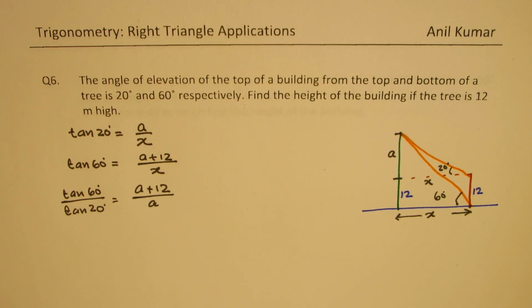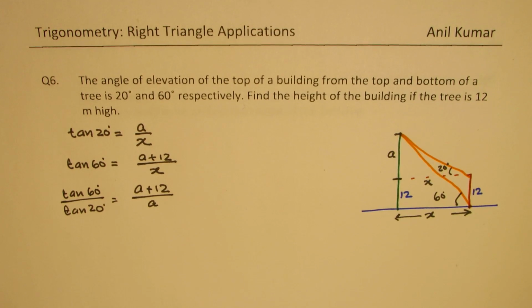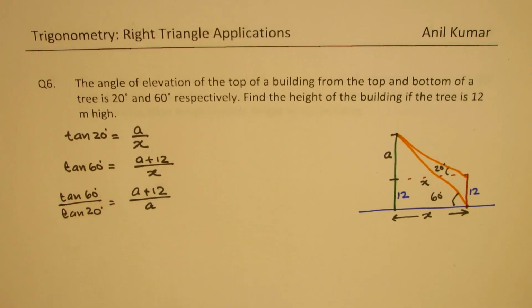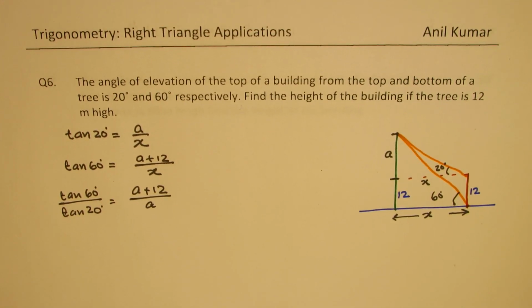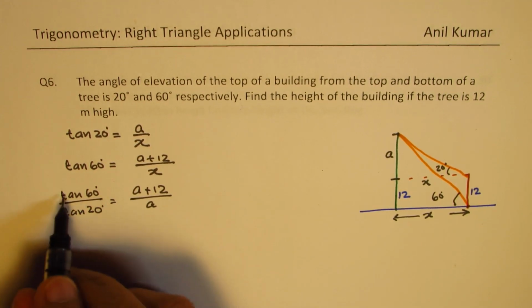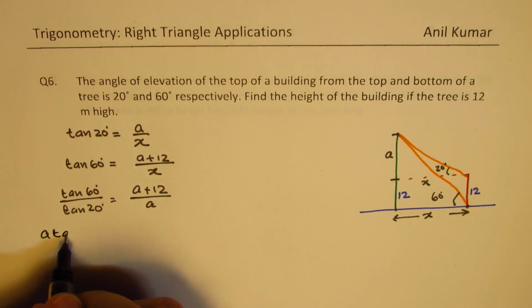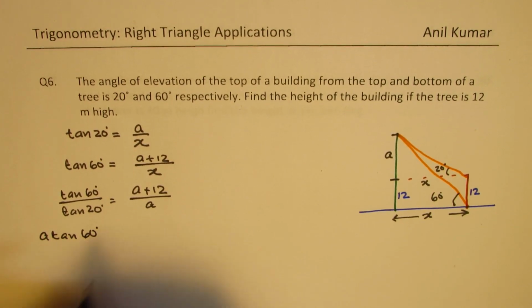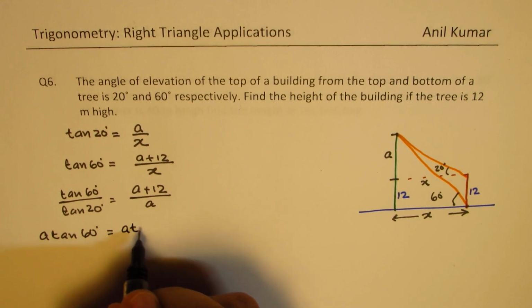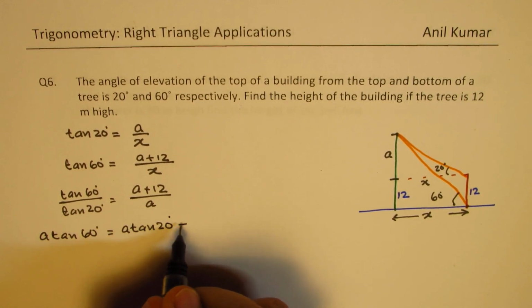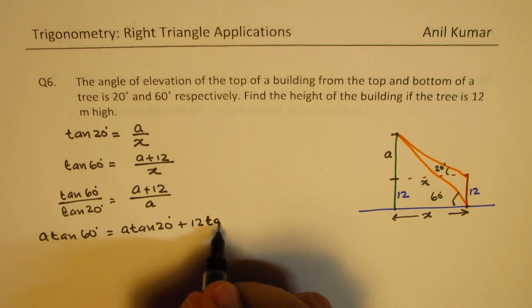Now, from here, we can just cross multiply, rearrange, and get our answer, right? Or we could take away 1 from each side and then also do it, right? So there are different techniques to work with. Let's just cross multiply. So cross multiply, we get A tan 60 degrees equals A tan 20 degrees plus 12 tan 20.